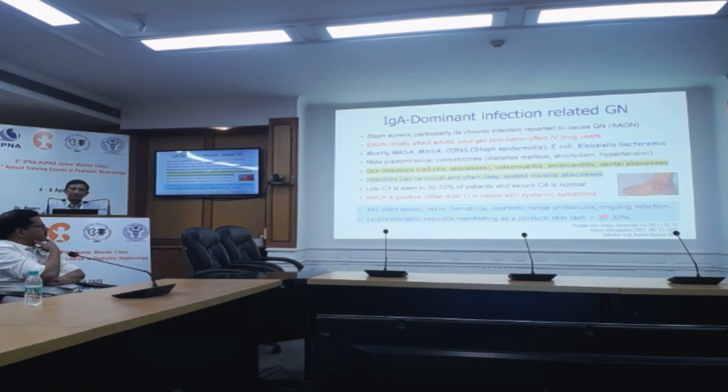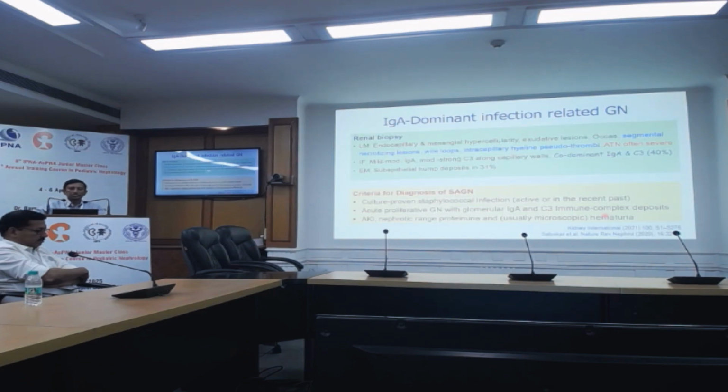Sometimes when a biopsy reveals the likelihood of an IRGN or an IgA dominant disease, then one must look closely for deep-seated infections, because treatment of infection is crucial for resolution of the glomerulonephritis. The renal biopsy findings are similar to what you see in PSGN, except that occasionally you could see necrotizing lesions and intracapillary hyaline pseudothrombi. Also, the ATN in this disease is often more severe.